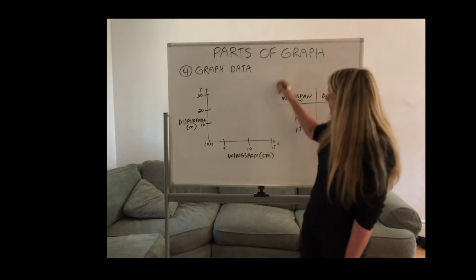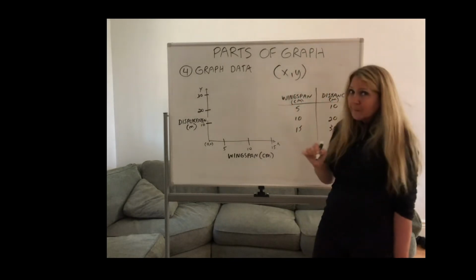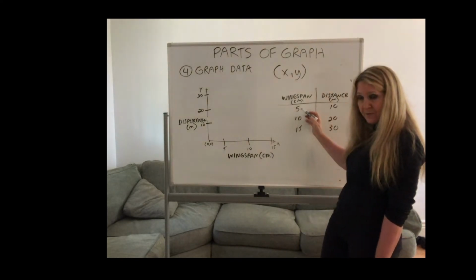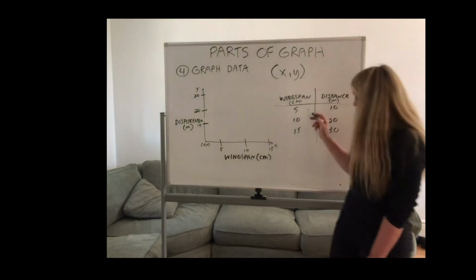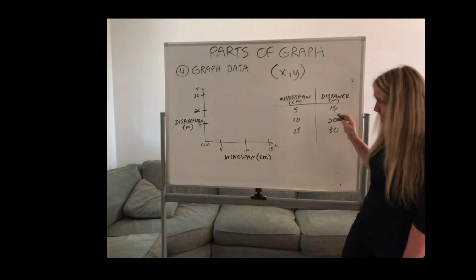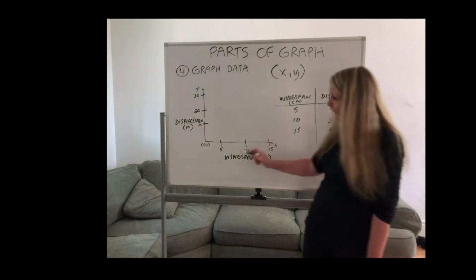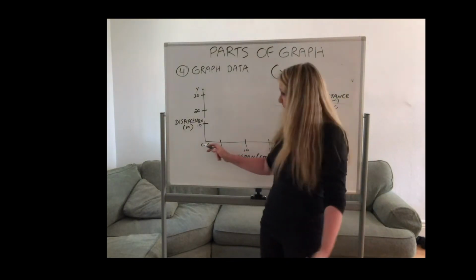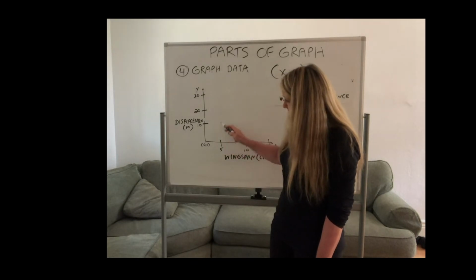So remember, we're using x, y coordinates. Okay, so we go with the first data set. We have 3 different data sets here. One data set would be 5 and 10. The 5 goes on the x-axis and the 10 is on the y. So I'm going to go x first, coordinates are x, y. So x, 5, and then I'm going to go up to 10.